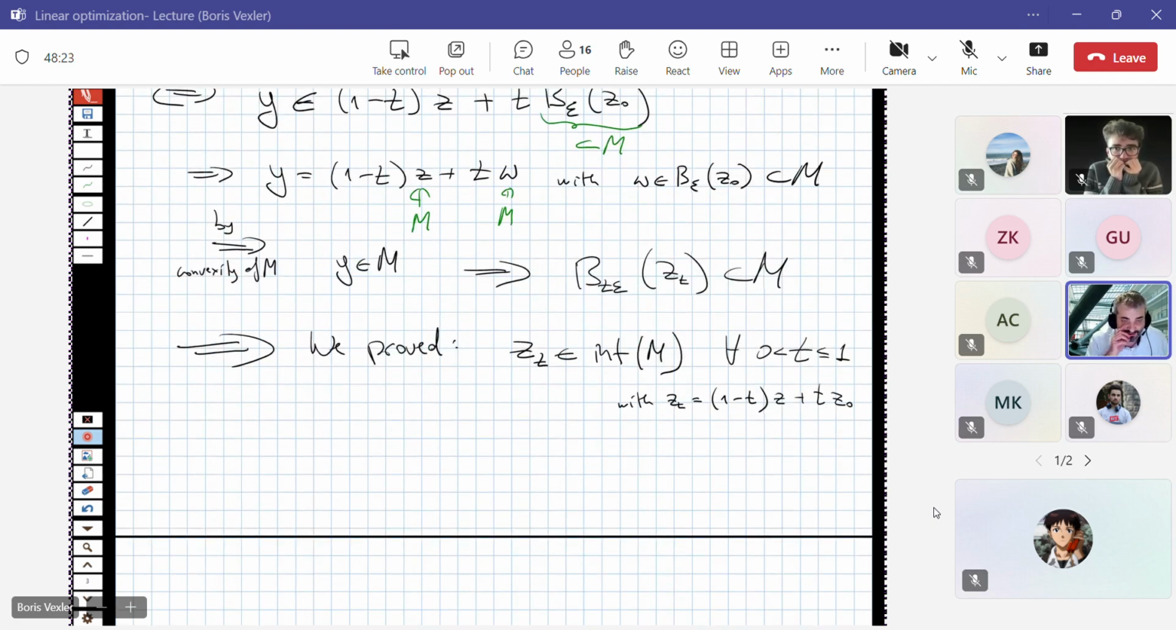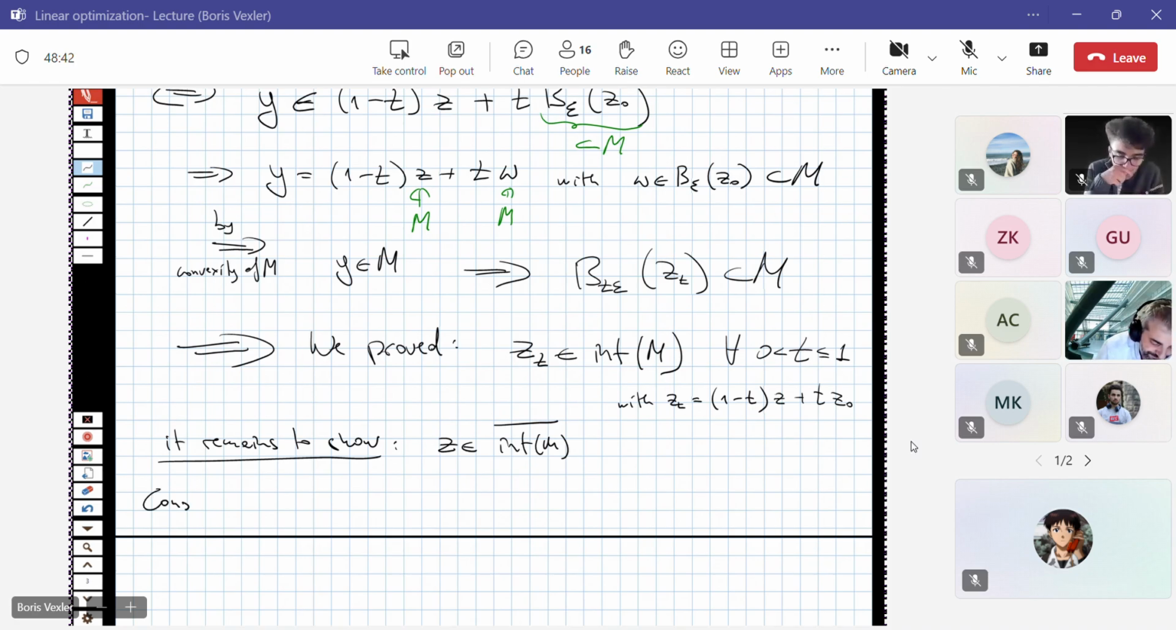Just more or less directly by the definition of the closure. Yes, it remains to show, this is actually what we wanted to show, that Z is an element of the closure of the interior of M. How to do this? Okay, consider a sequence t_k equal to 1 over k.